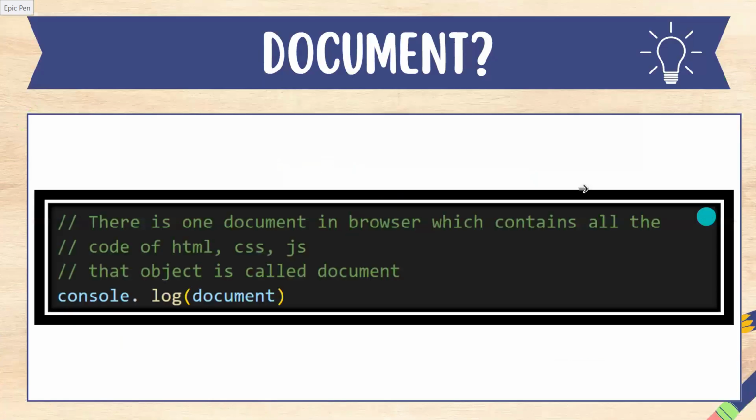So see here, all of you. What is document? First question is, what is document? There is one document in the browser. In our browser, we have one document which contains all the code of HTML, CSS, and JavaScript. That object is called document. So there is one object in the browser which contains your code.